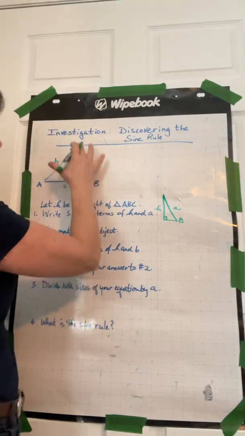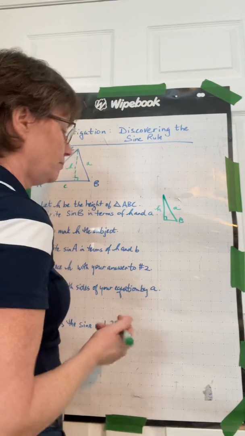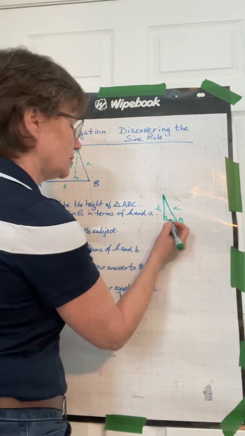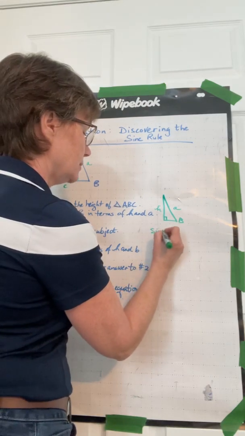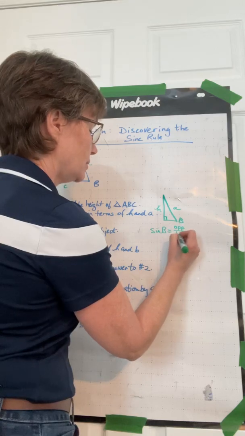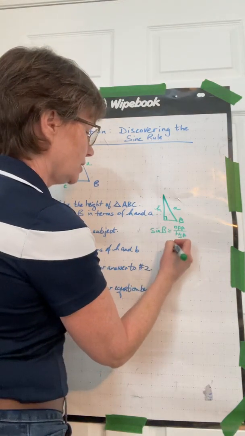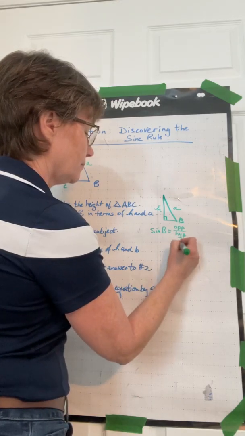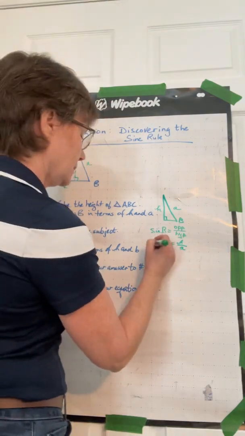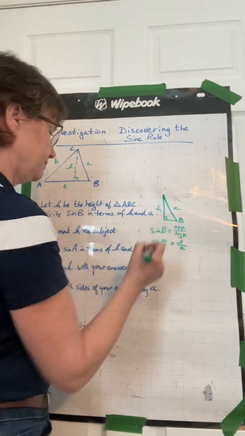All right, just based on that triangle right there. This is not conventional labeling. But sine B in terms of H and A. So sine B is, sine theta is opposite over hypotenuse. Okay, so the opposite side is H here. And the hypotenuse side is labeled A. All right. So we have this. We've now done number one.